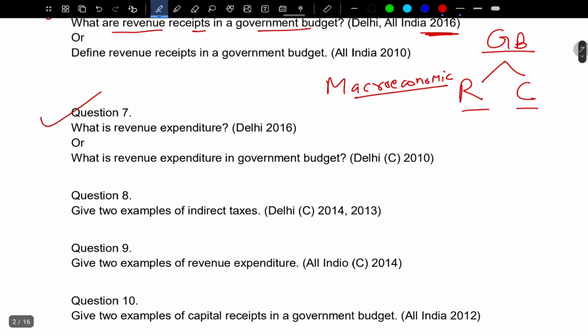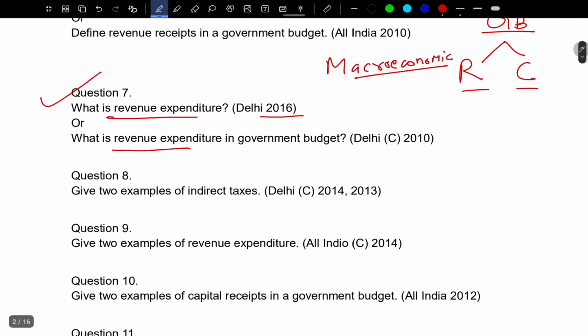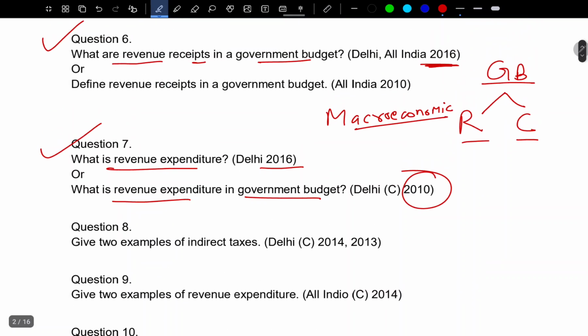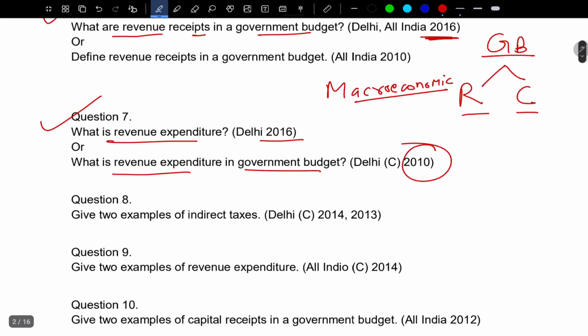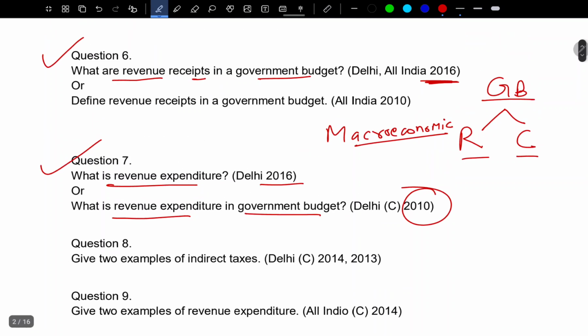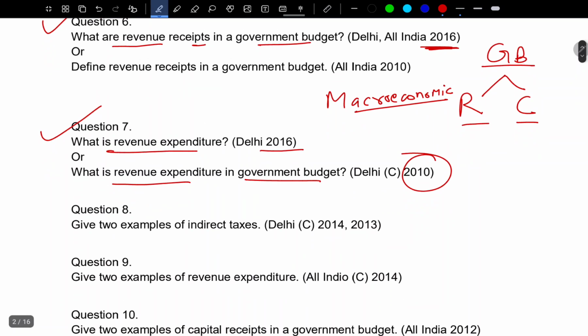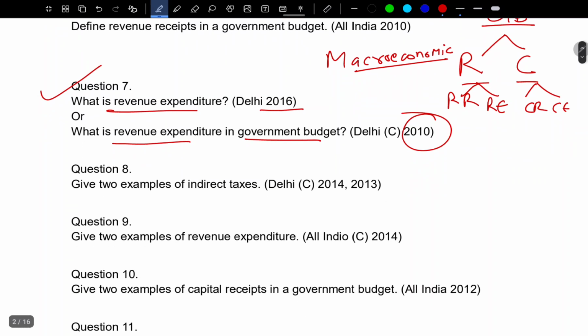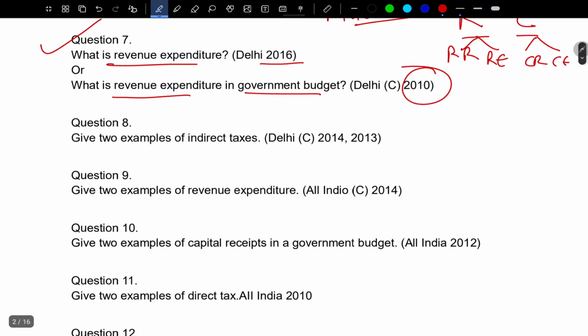Again, question number 7, what is revenue expenditure? Asked in 2016. Another one is revenue expenditure in government budget, 2010. So you have to focus on what kind of questions the examiner is asking. The government budget consists of revenue and capital, where we have revenue receipts and revenue expenditure, and capital receipts and capital expenditure. So it will really help you in getting what kind of questions the examiner is asking.